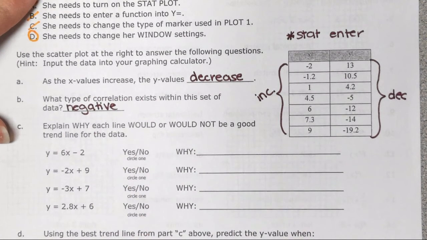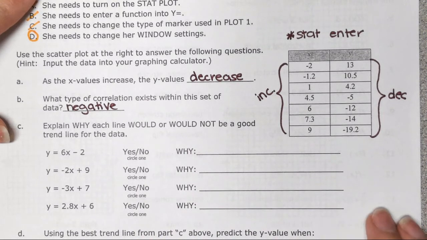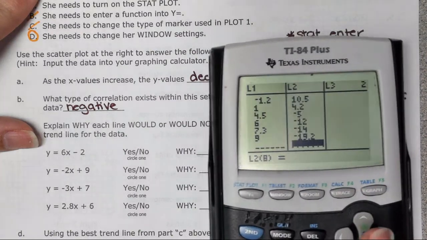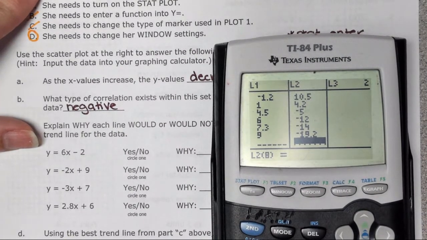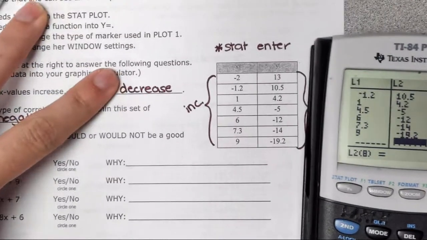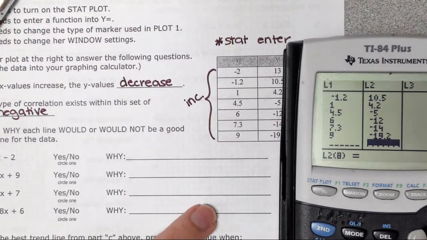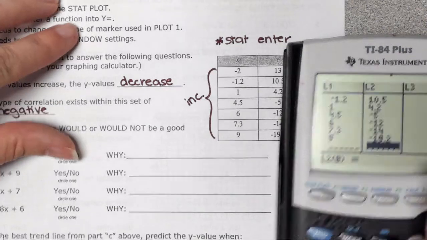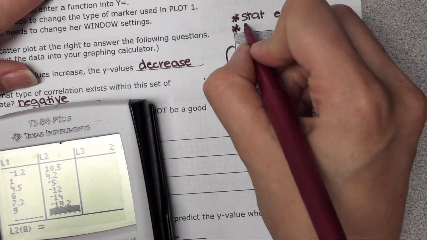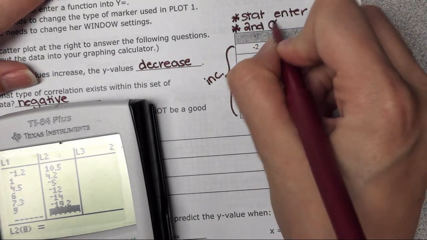So explain why each line would or would not be a good trend line for the data. Okay, so I'm going to find my trend line first because you are going to be asked to do that on your test. So what you need to do now that we have it entered into our stat is we need to make sure that our R values are on, since that will also play an important part on the next one.